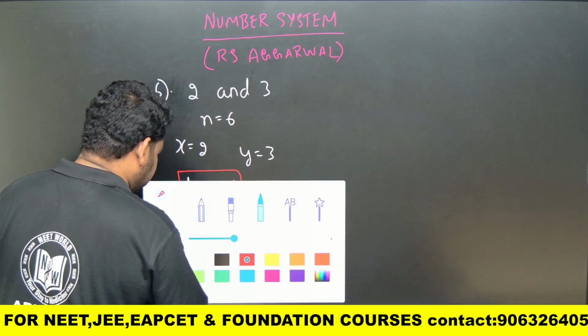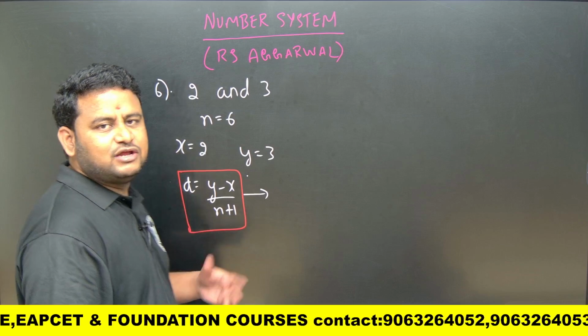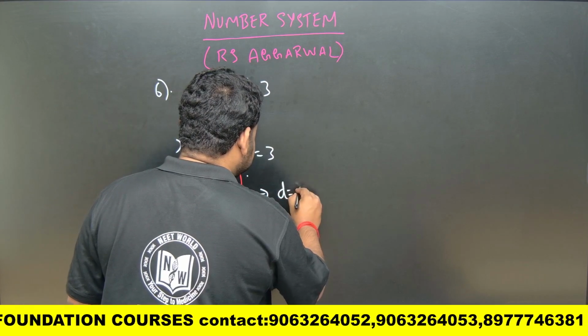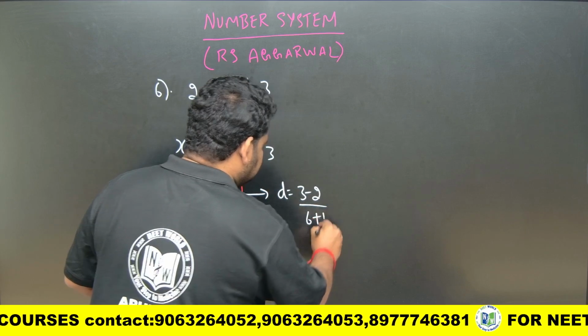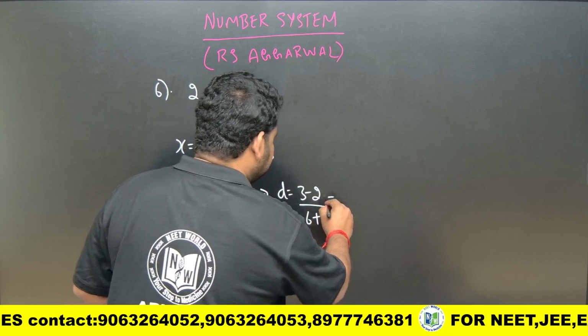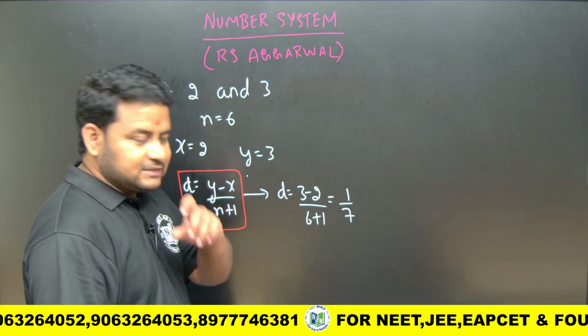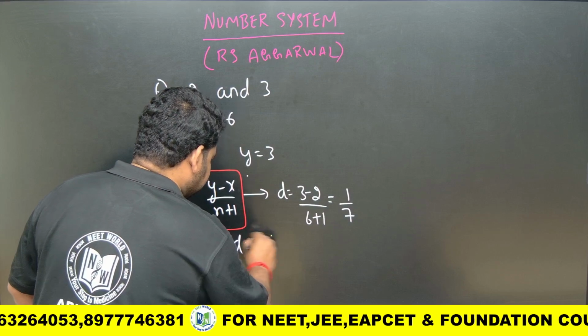So, this gives me the value of d. The value of d will be equal to y minus x, that is 3 minus 2, divided by n plus 1. N plus 1 is 6 plus 1. So, 3 minus 2 is 1, and 6 plus 1 is 7. I got the d value is equal to 1 by 7.